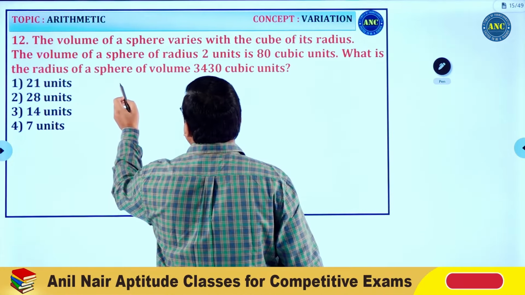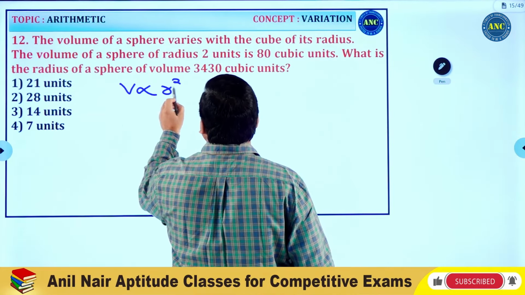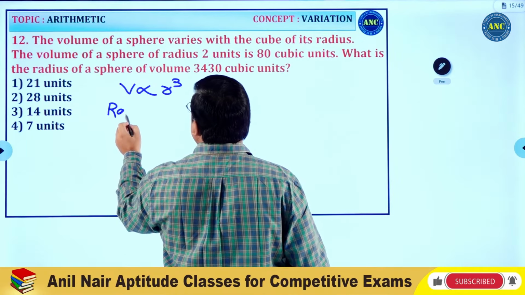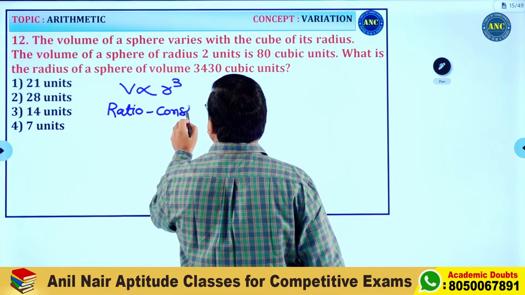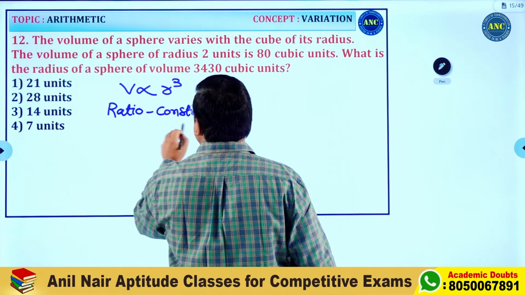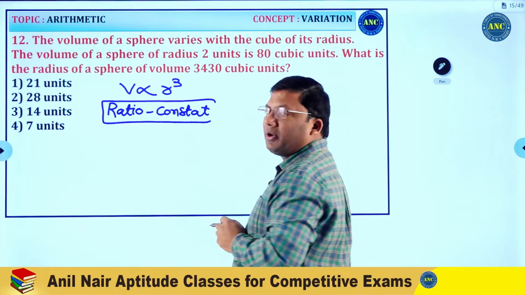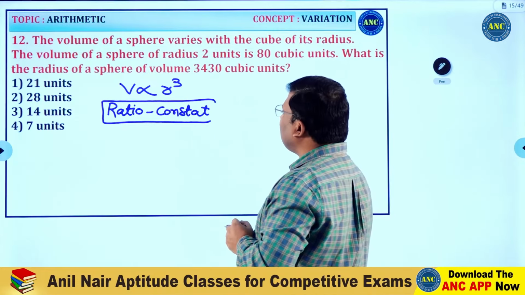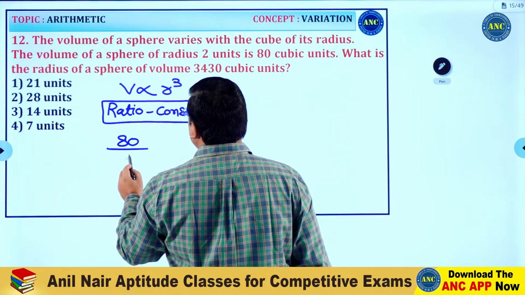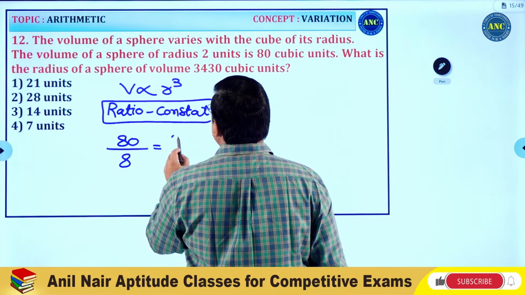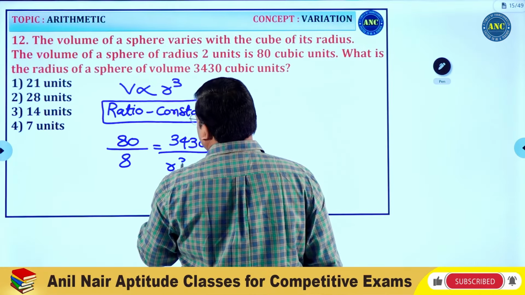Volume of a sphere is directly proportional to cube of its radius. V is proportional to R cube. What is constant? Ratio is constant. Volume is proportional to cube of its radius. Volume is 80 divided by R cube, 2 cube 8. Volume is 3430, it is R cube.